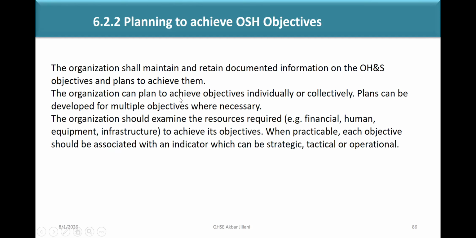The organization can plan to achieve objectives individually or collectively. Plans can be developed for multiple objectives where necessary. The organization should examine the resources required, financial, human, equipment, infrastructure, to achieve its objectives. When practicable, each objective should be associated with an indicator which can be strategic, tactical, or operational.